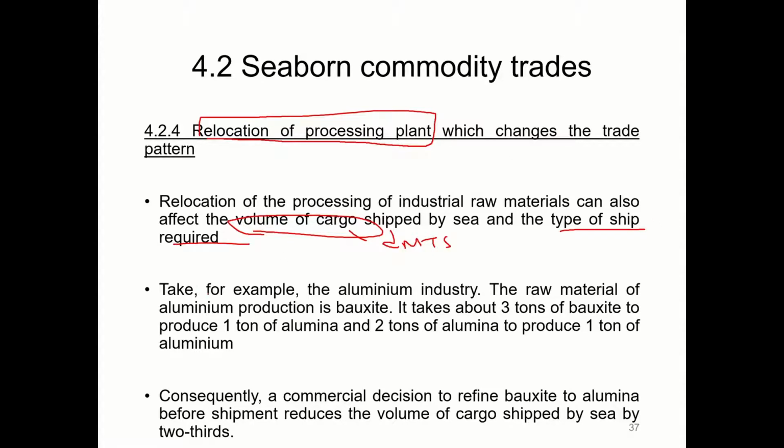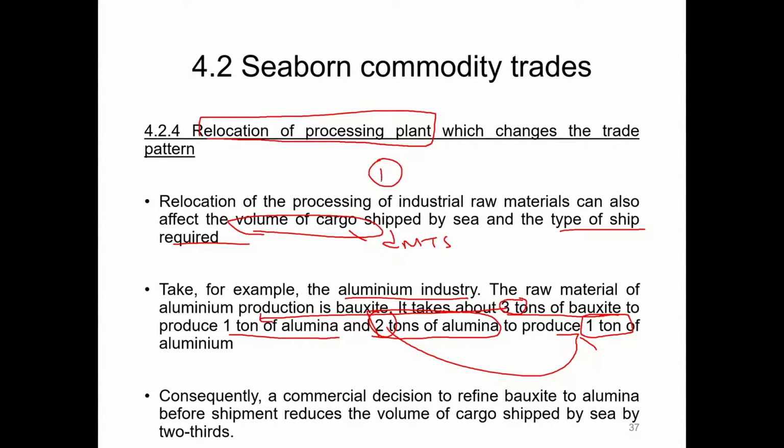Here we'll take the example of the aluminium industry. To produce 1 ton of alumina, we need 3 tons of bauxite. Right? 3 tons to get just 1 ton of alumina, and we need 2 tons of alumina to produce 1 ton of aluminium. So 2, 2, 1.